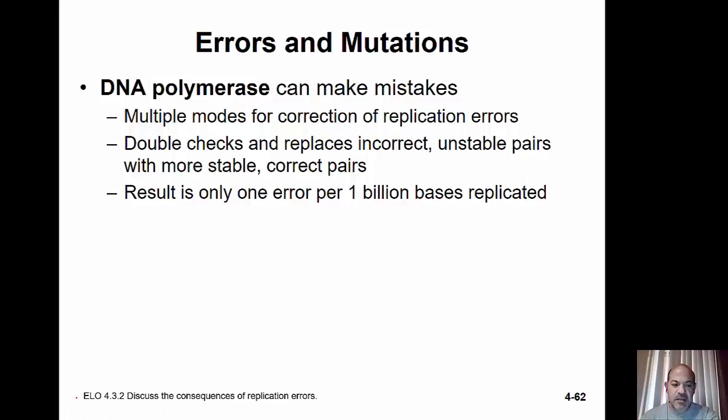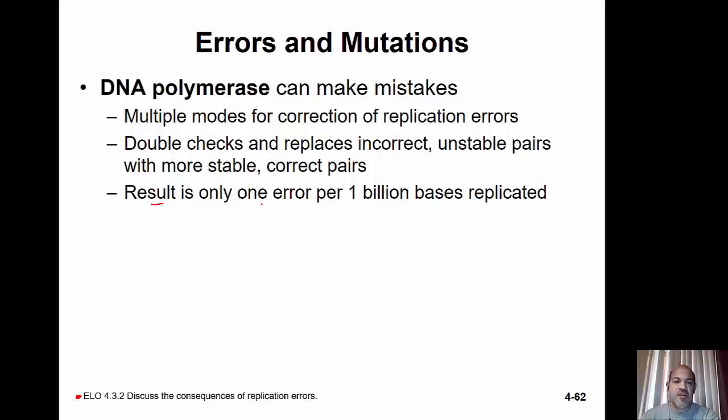Next objective is to discuss the consequences of replication errors. So the DNA polymerase can make mistakes, but there are multiple ways of correcting those replication errors. The DNA polymerase double checks and replaces incorrect, unstable pairs with the more stable ones. So DNA kind of self-corrects. The end result is we have one error per billion base pairs replicated.